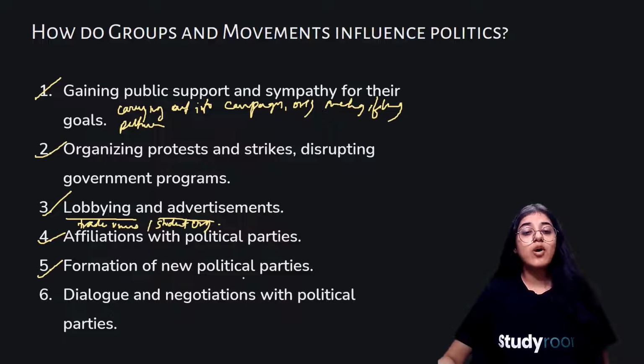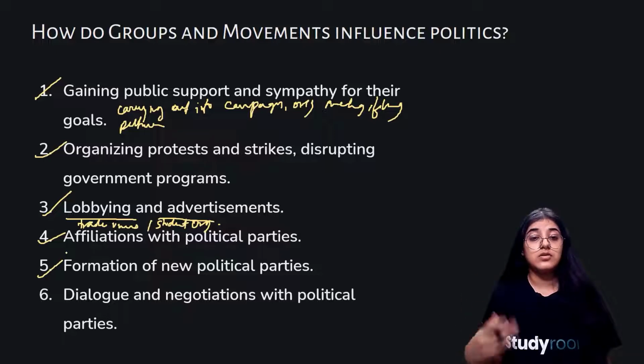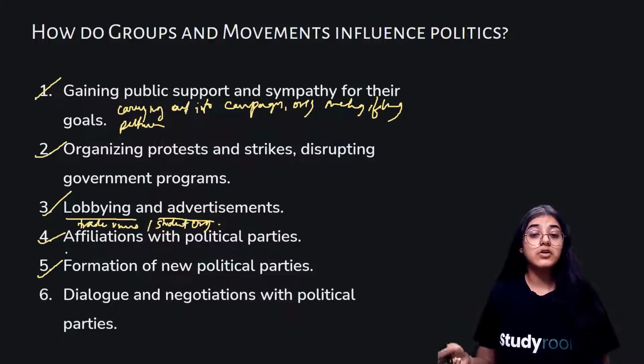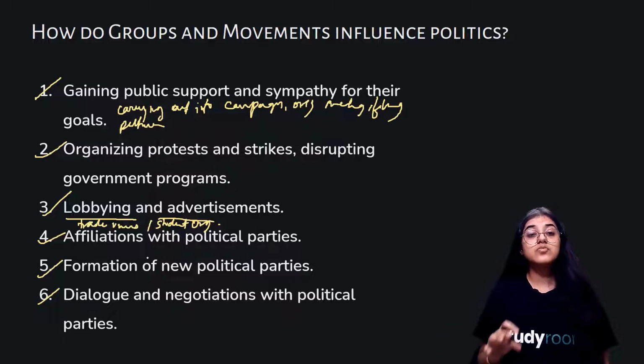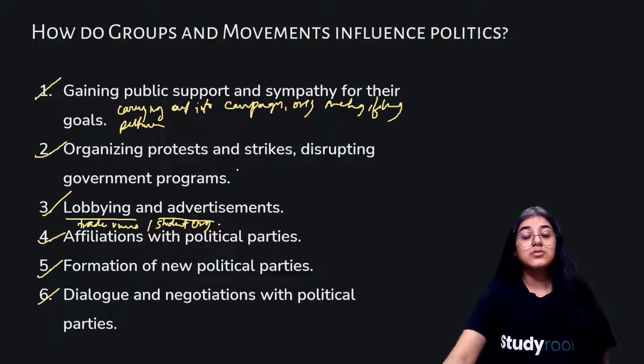Number five is the formation of new political parties. What happens is that these movements at times try to grow, and transform themselves from a movement into a political party so that they can influence politics in a better or majorly different way. Then there are dialogues and negotiations with the political parties. These movements and groups try to negotiate with political parties so that they can influence policies, raise their demands and voice their opinions to make changes in the policies conducted by the government.